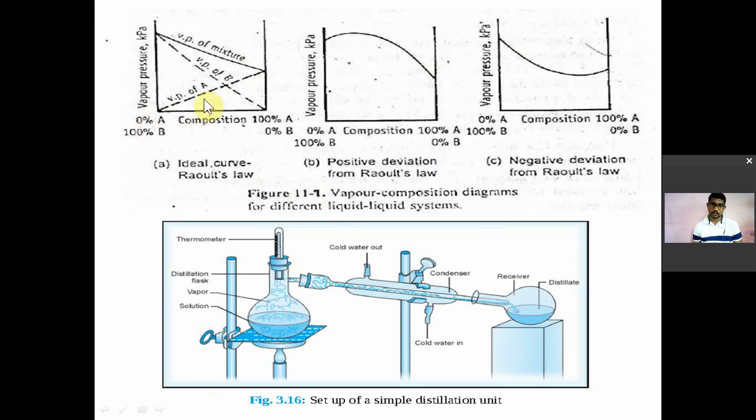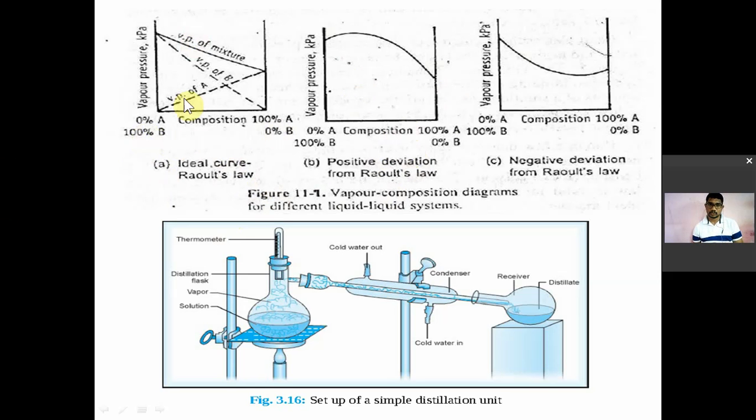So here the vapor pressure of A plus the vapor pressure of B is equal to the vapor pressure of the mixture. Raoult's law means exactly that: the total pressure of the system is equal to the partial vapor pressure of A plus the partial vapor pressure of B. So that is the curve for ideal solutions or ideal mixtures, which obey Raoult's law.